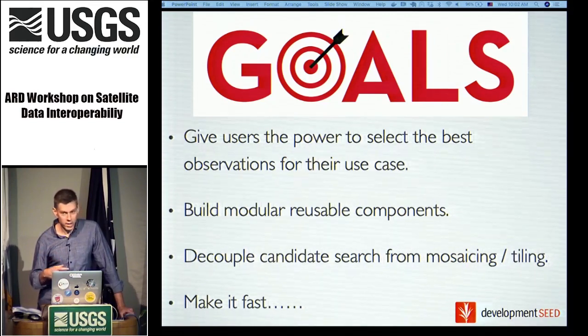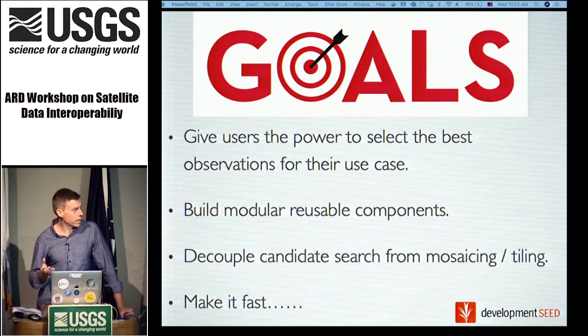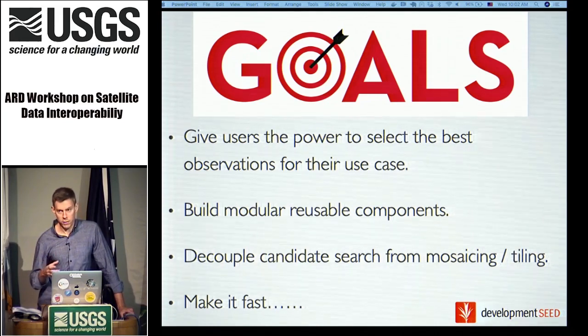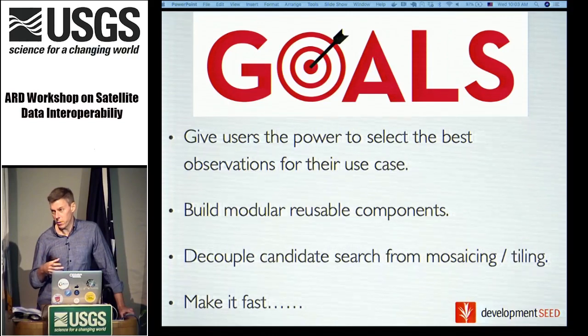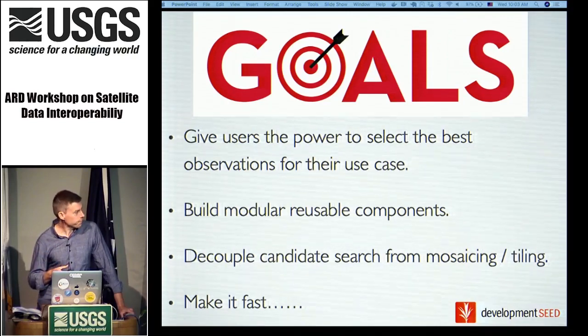The second was that we wanted to not build a monolithic solution. I don't know if people are familiar with DevSeed, but we have a strong philosophy of open sourcing a lot of our work, and Vincent as well is a big proponent for open sourcing all the work that he does. So rather than build a big solution that everybody had to use, we want to build smaller components that people can incorporate into their own solutions.